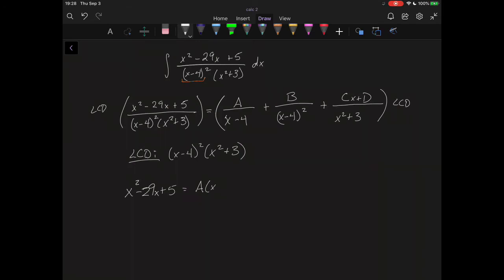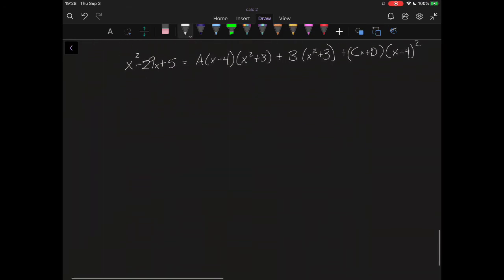Now, one of the x minus 4's cancels, so we still have 1 left. And we're going to multiply that by x squared plus 3 as well, because it never canceled. And then we're going to add b. Now, both of the x minus 4's cancel, times x squared plus 3, plus cx plus d, times the x squared plus 3's cancel, so we have x minus 4 squared left over.